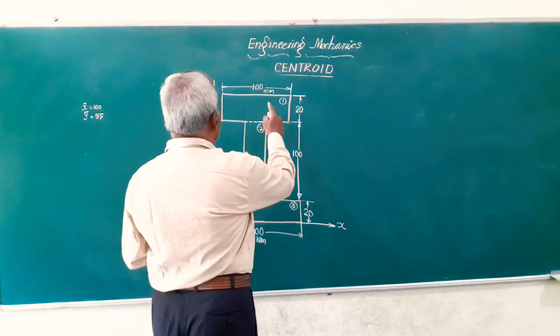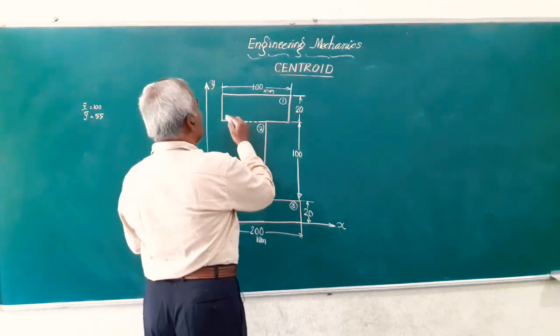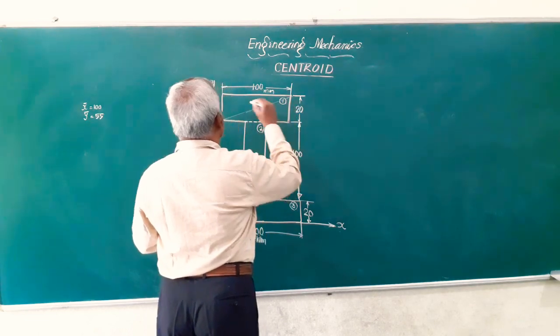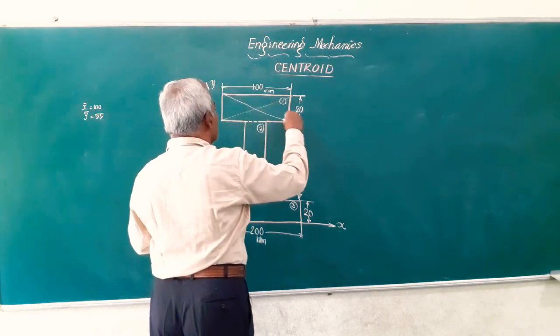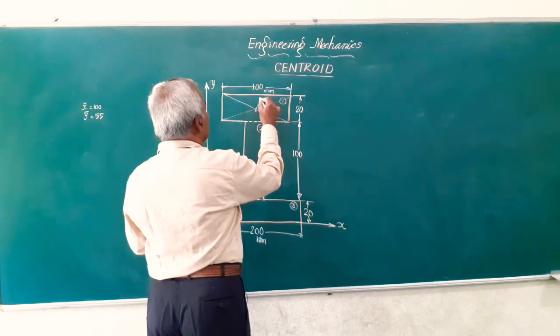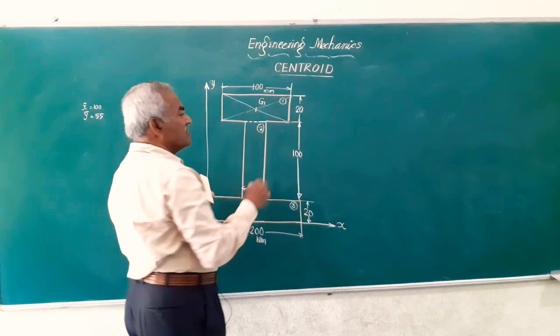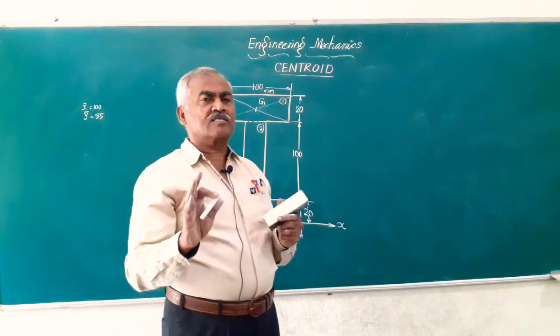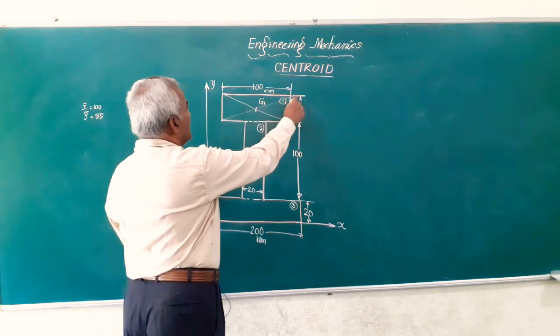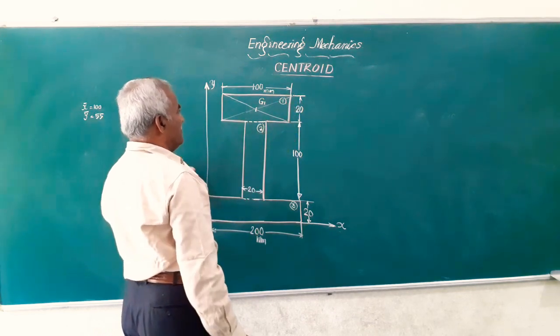Suppose you take the first rectangle, friends, if you just join the diagonals of this rectangle, they meet at a common point. Since this is figure number 1, I will call this G1. So G1 is the centroid of the first rectangle, which has dimensions 100 mm by 20 mm.